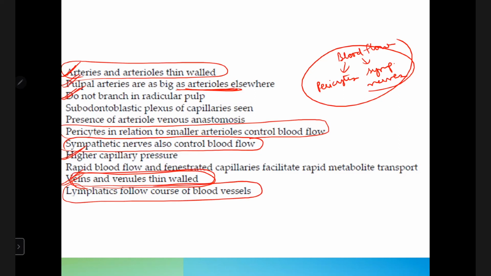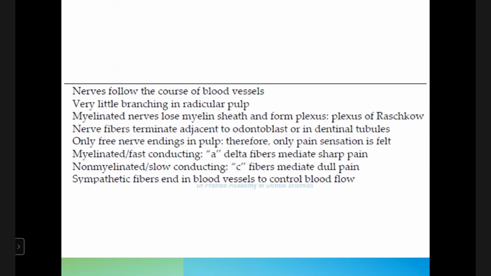Next, nerves. Coming to the nerve supply, the nerves that are present in the pulp follow the course of blood vessels. So lymphatics follow the course of the blood vessels, and nerves also follow the course of blood vessels. These nerves have very little branching in the radicular pulp.